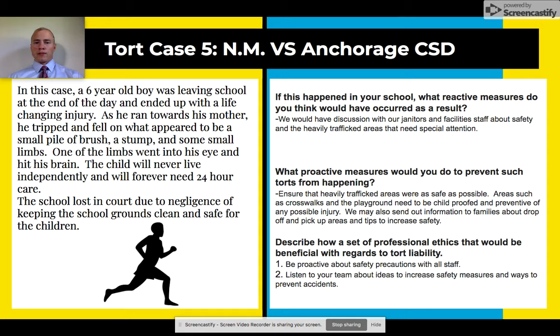So if this happened in my school, we would have a discussion with our janitors and facilities to make sure that those heavily trafficked areas are given special attention. Proactively, we would ensure the heavily trafficked areas were as safe as possible, crosswalks, playgrounds, areas like that, and send out maybe information to families about drop-off and pickup areas and tips to ensure safety. And then my 2 ethics there: safety precautions with all staff, and listen to your team for ideas to increase safety measures.